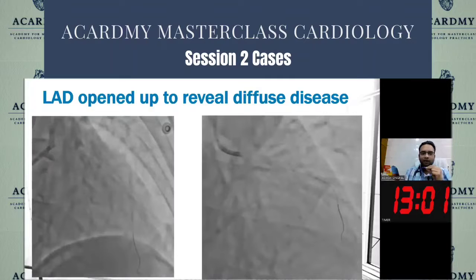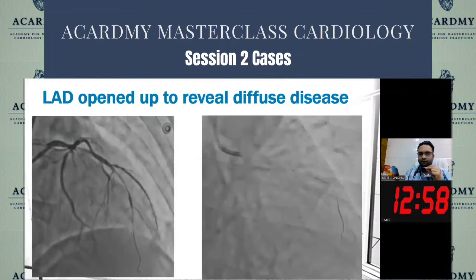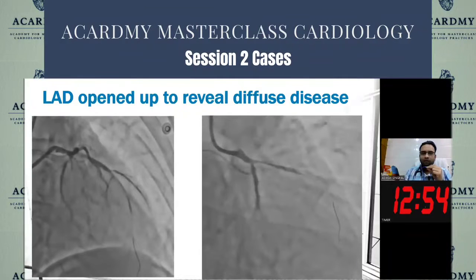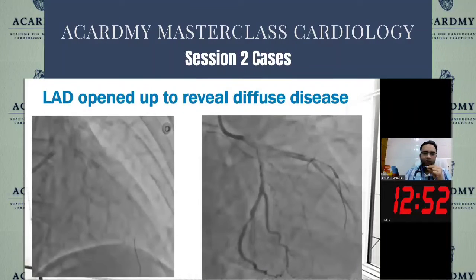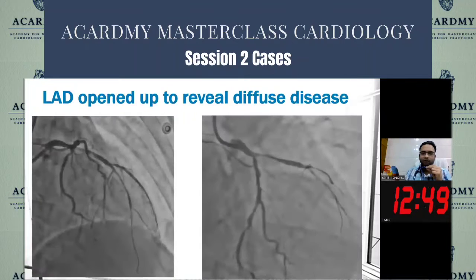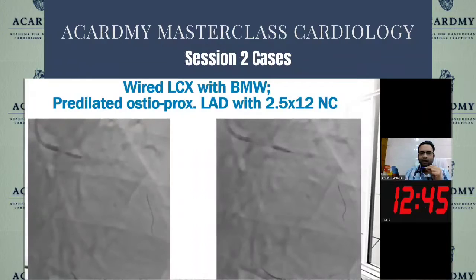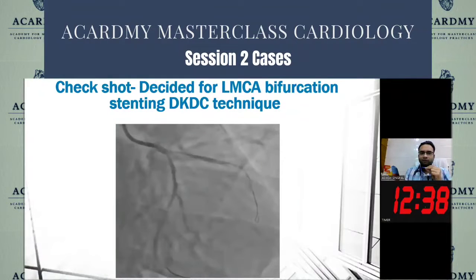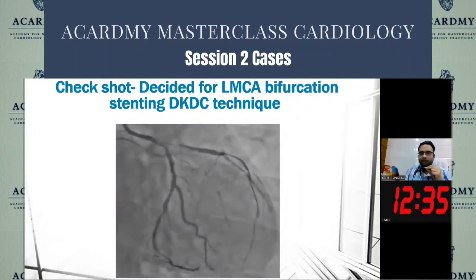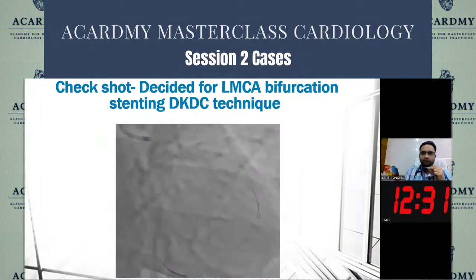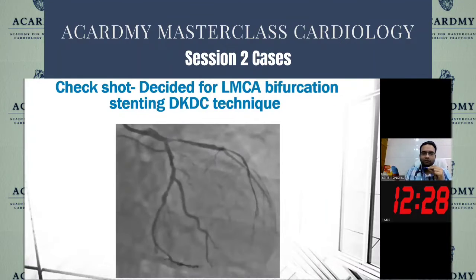The LAD opened up, and it showed diffuse disease from the proximal to the distal portion. However, there could be some portion of spasm also, so we decided to go ahead with the case. We wired the circumflex with a BMW wire and pre-dilated the ostioproximal LAD again with the same 2.5 by 12 balloon. After dilatation multiple times and giving nitroglycerin, we saw that the most significant portion involved was the LMCA bifurcation, involving the ostium of both the LAD and circumflex.